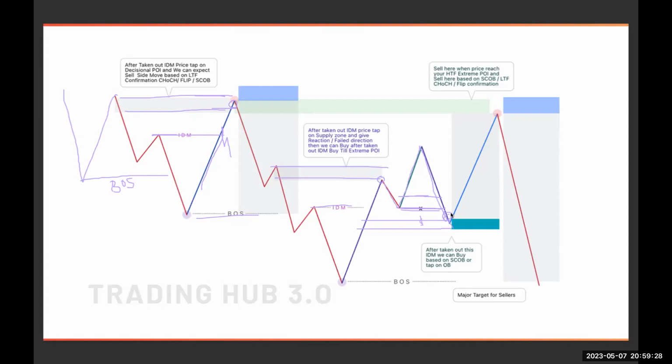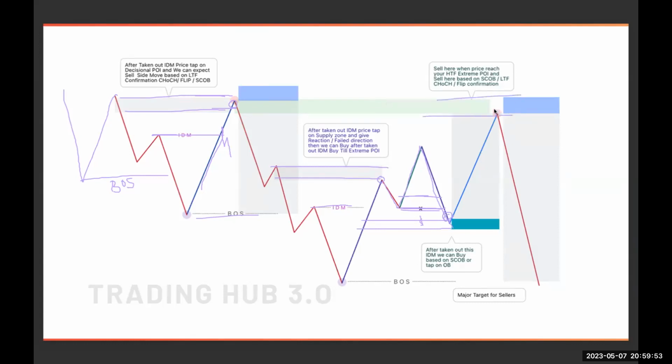When price taps your higher time frame PY, meaning the order block, then you need lower time frame chalk and flip. When the market sweeps the main high or low, sweeps the inducement, and you are looking to buy or sell based on a single candle order block, in that case you don't need to wait for inducement in a lower time frame. Correct? Tap here and you can buy here till extreme order block mitigation.